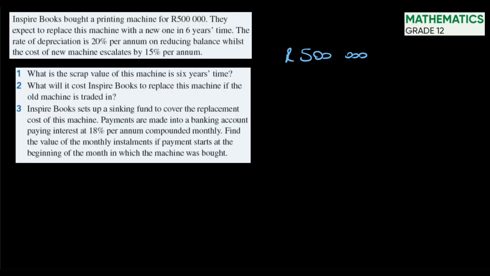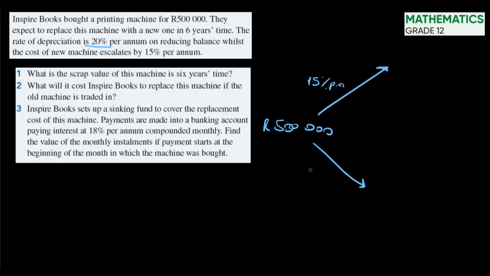They're saying something similar to what we've just discussed. So new equipment, this company, 500,000. They want to buy new equipment after 6 years, but the rate of escalation, inflation, is 15% per annum, and the rate of depreciation is 20% per annum. So you can see it depreciates faster than it escalates, meaning that it will lose value while the new one becomes really expensive, meaning that you're going to pay more for it. So that's what they're telling us.